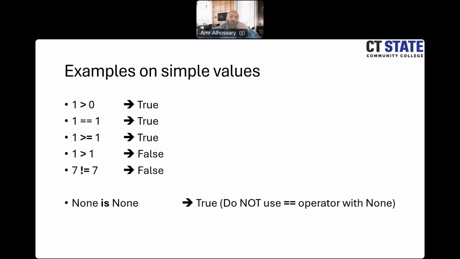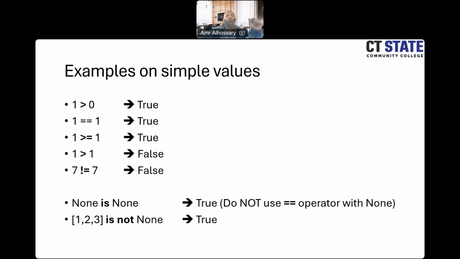Okay. Now, if you want to use is and is not: None is None. This is true. And here it's important to remember that we should not use the equal operator when we compare the None value. We use the is and is not operators, because None is not only an object, it's also a type.